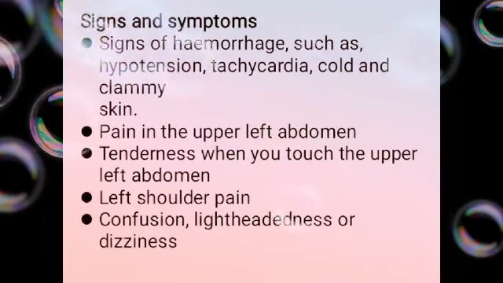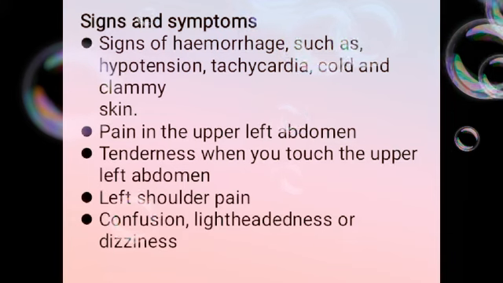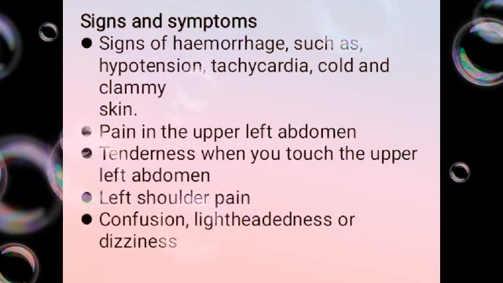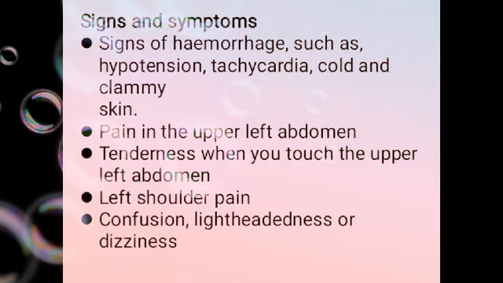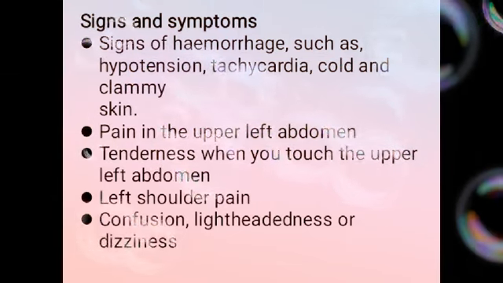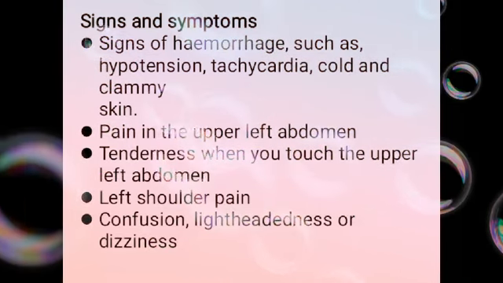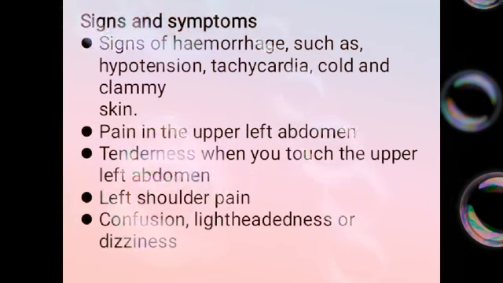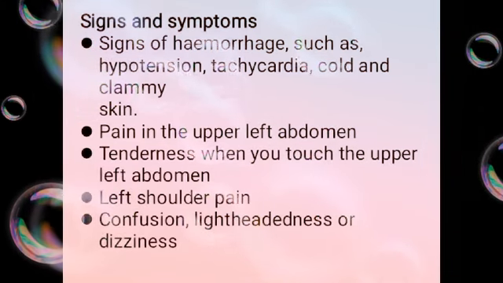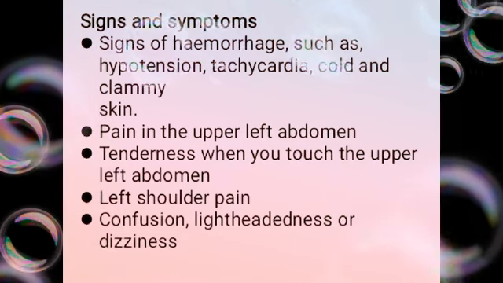So now, what could be the signs and symptoms of the rupture of the spleen? First, there will be signs of hemorrhage. That includes hypotension, tachycardia, and cold and clammy skin. That's why we have said that it is actually an emergency, because hemorrhage may lead a patient into shock that can result in death. So hemorrhagic shock can come as a result of the rupture of the spleen, because blood will be leaking, there will be internal bleeding. Hypotension in this case is actually the reduced blood pressure due to the fact that a large volume of blood has been lost.